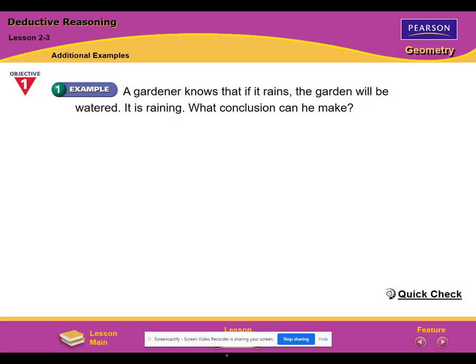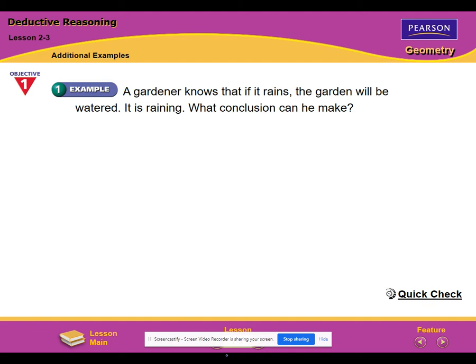Just use logic here. A gardener knows that if it rains, the garden will be watered. True statement, right? If it rains, the garden will be watered. It is raining. Okay, so a simple statement of fact. A gardener knows that if it rains, the garden will be watered is a conditional statement, but then a simple statement of fact, it is raining.